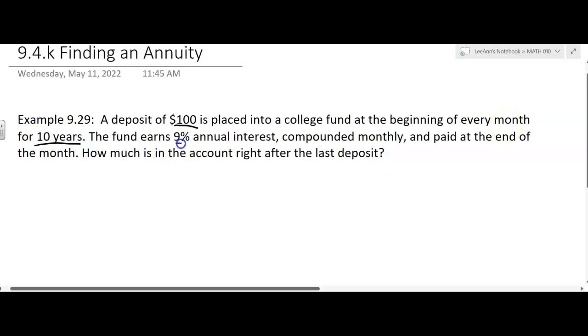And the fund earns 9% annual interest. So that's the APR, and it's compounded monthly, and it's paid at the end of each month. How much is the account right after the last deposit?